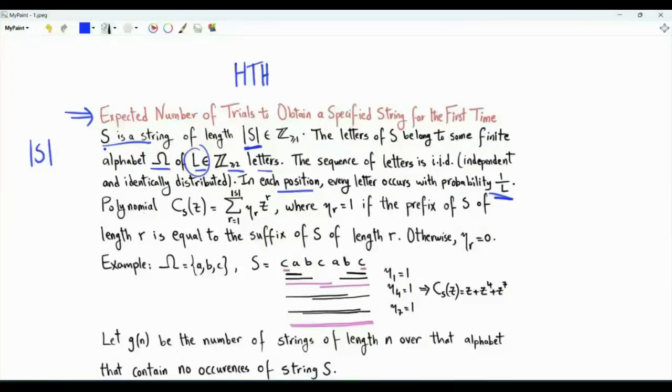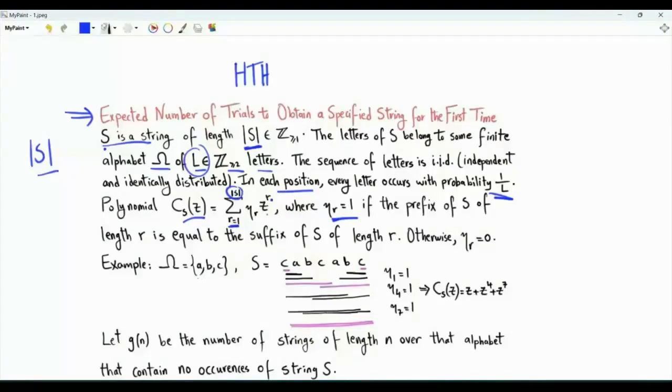Given the string S, we define a polynomial C sub S of Z. This polynomial is the summation, R from 1 to the length of the string, of Z to the power R times eta R. Eta R is either 0 or 1. Eta R is equal to 1 if the prefix of S of length R is equal to the suffix of S of length R. A prefix of S is a non-empty substring of S that occurs at the beginning of S. A suffix of S is a non-empty substring at the end of S.